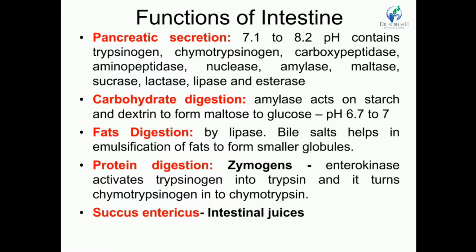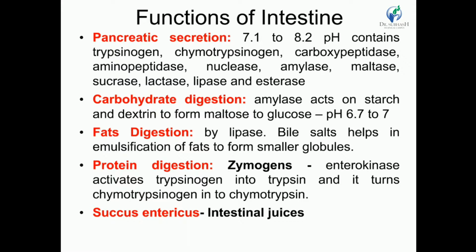Emulsification reduces the surface tension, and thus the larger fat globules get converted into smaller globules. Thus, bile facilitates the digestive actions of the pancreatic lipases, and the absorption of lipids becomes possible.